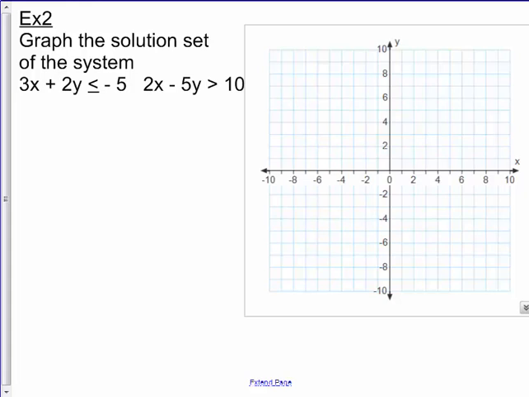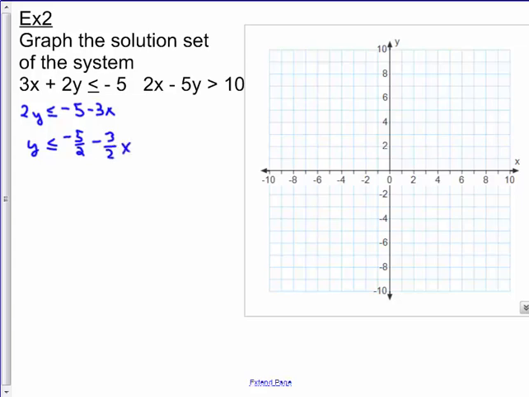Now, we may have to, in example 2, move some stuff around before we do our graphing here. So I'm going to get these in slope-intercept form. I'm going to move the 3x over. And I'm going to divide by 2. So I get y is less than or equal to -5 halves plus -3 halves x.